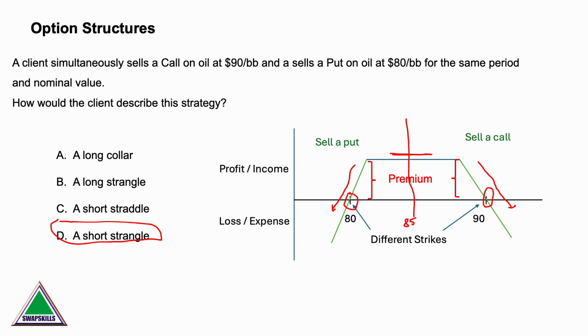So what you're doing is by going on a short strangle, you don't want the markets to be too volatile. If they're less volatile, the price of oil is unlikely to move either side, so you get to keep the premium. That's a short strangle.